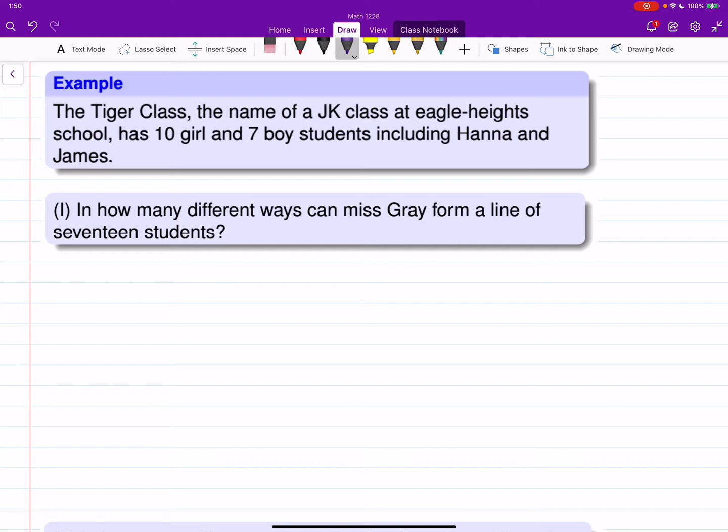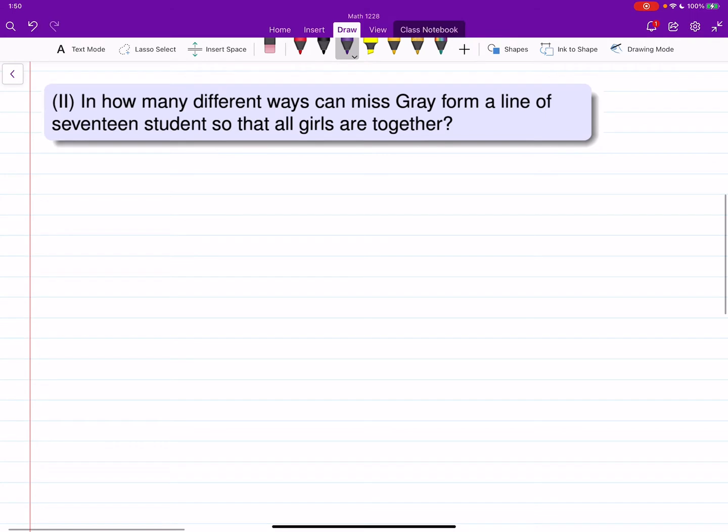Well, we have 17 students, and we are basically forming a line with 17 students. That will give me the number of permutations. A line is a permutation: first person, second person, and so on. We are forming permutations of 17 objects or people, so that's 17 factorial.